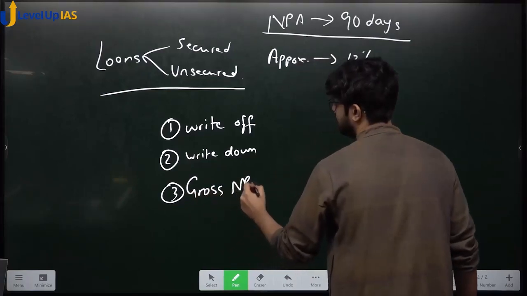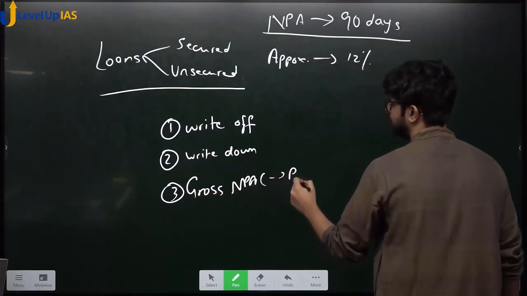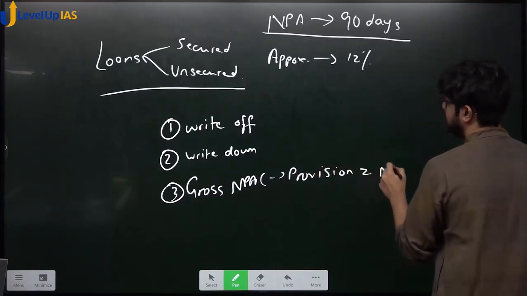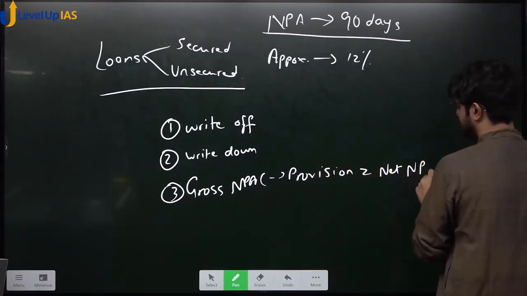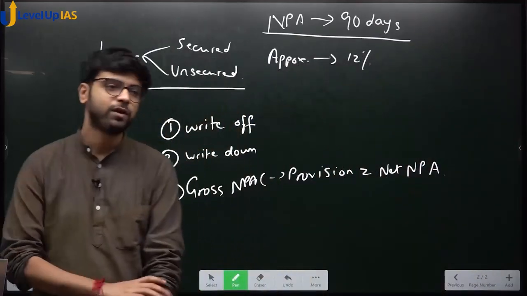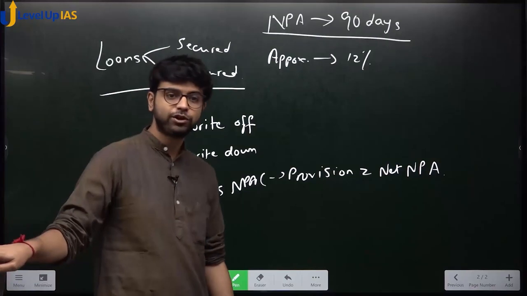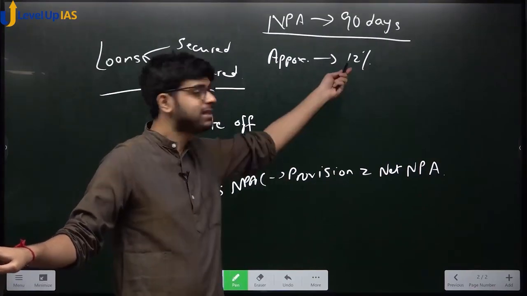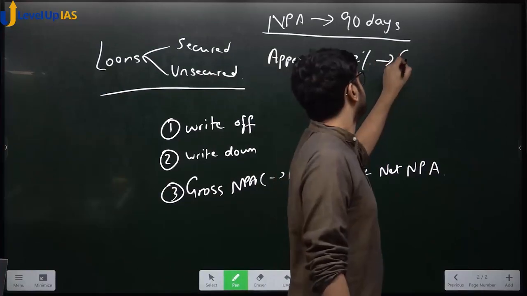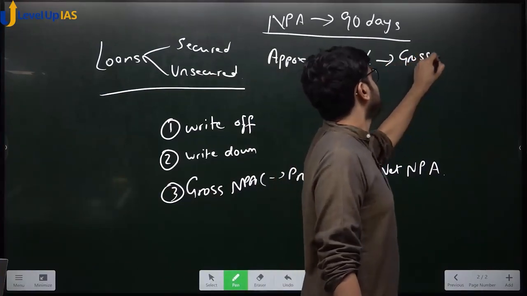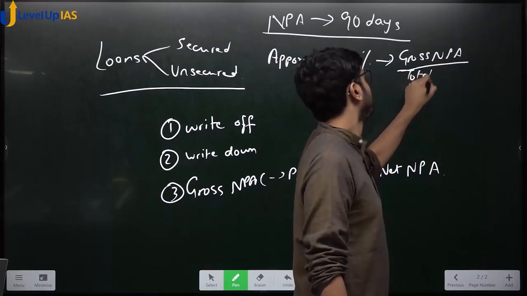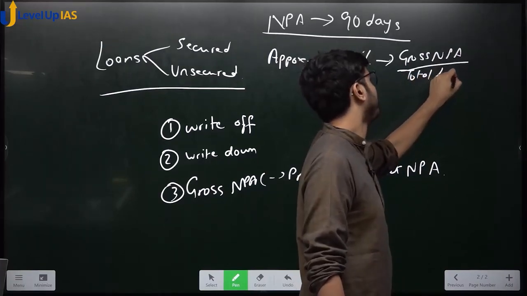See this. Gross NPA minus provisioning is net NPA. Understood? Simple. Gross NPA minus provisions is net NPA. So, the 12% ratio which I told you, sir, what is this? Gross NPA or net NPA? This is gross NPA. Gross NPA upon total loans and advances.